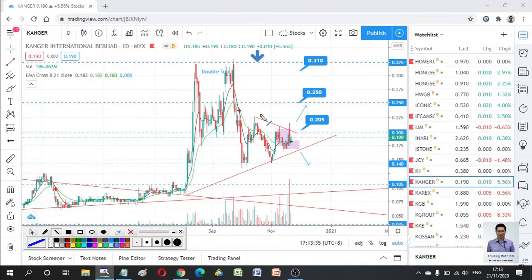If it breaks up, the first is here, the second is here, the third is here. So this is the area for you to take note. If it breaks down, this is the area for you to take note, and this area for you to take note as well.